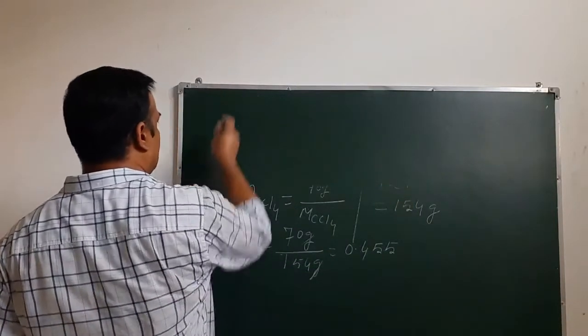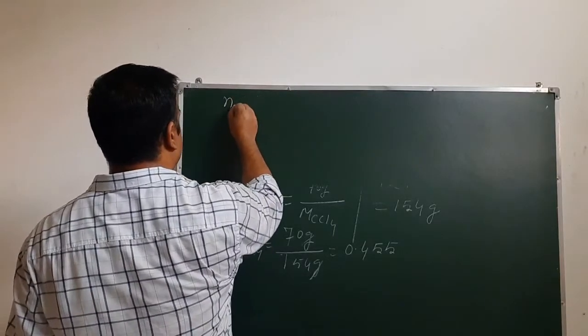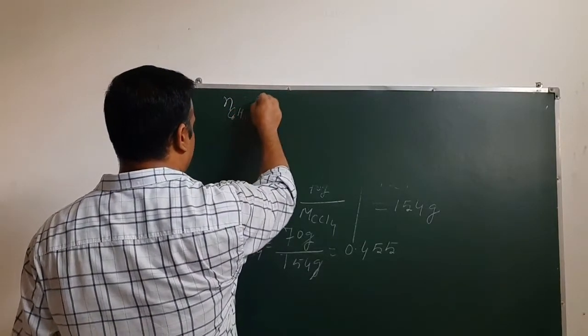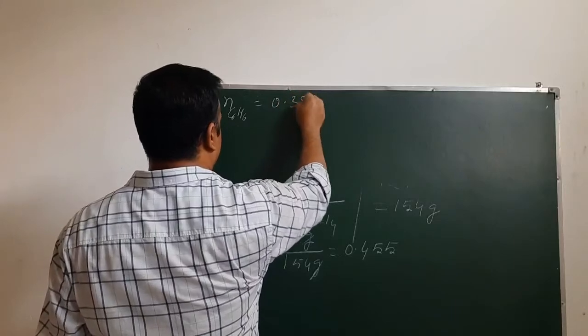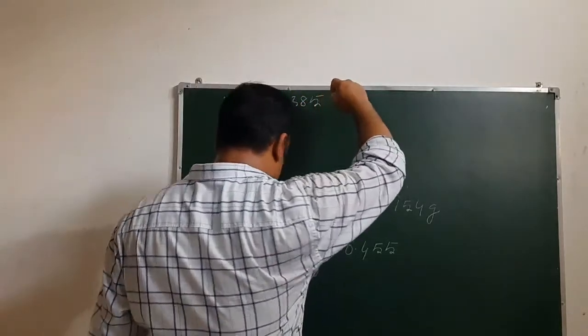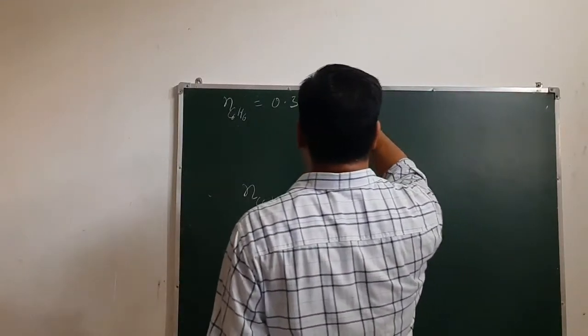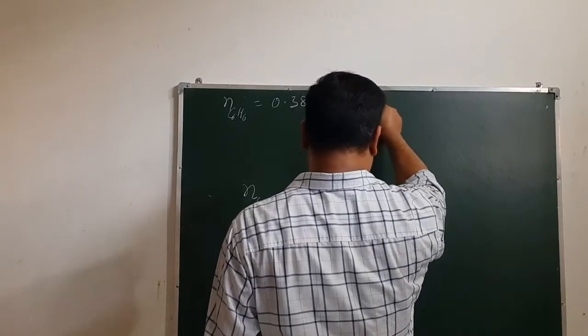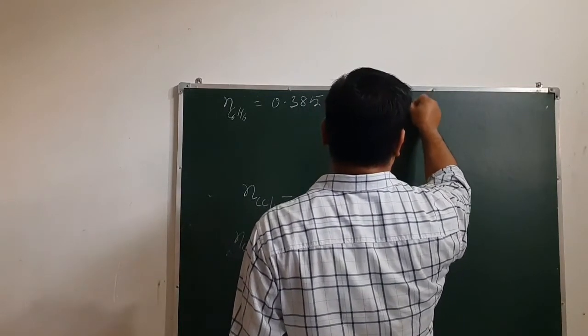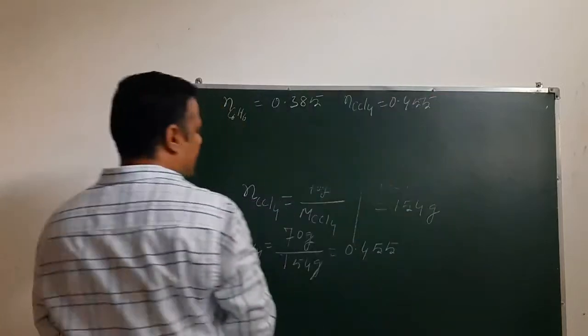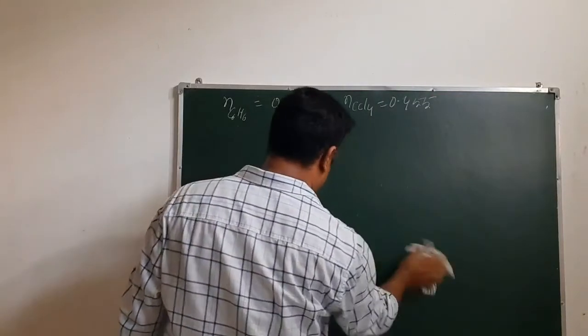So moles of benzene, C6H6, we have calculated 0.385, and moles of CCl4 we have calculated 0.455. This value we have. Now we can calculate mole fraction.